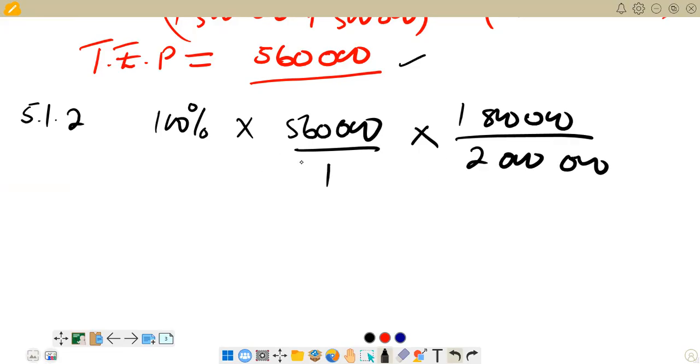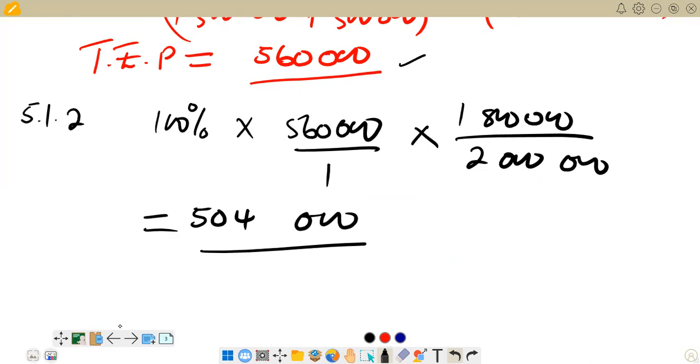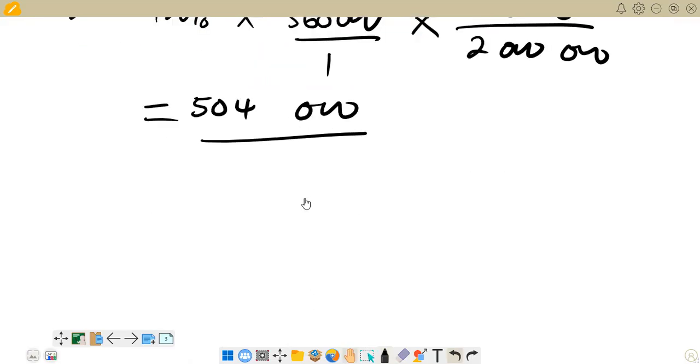Right, you multiply that one, you calculate this, you get 504,000. So that's what we have in terms of 5.1.2. Then obviously we go to the next one and see what the question requires us to calculate.